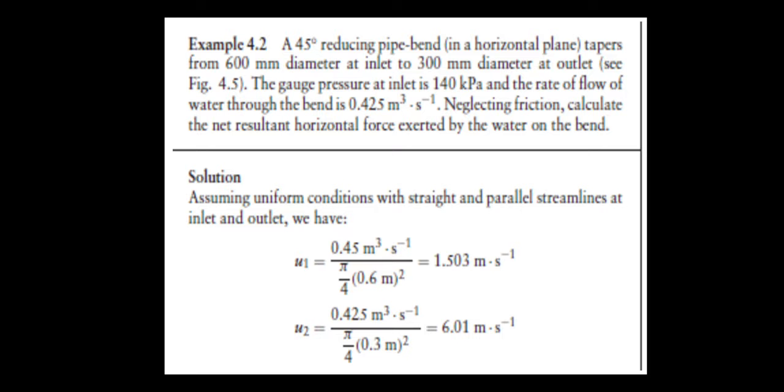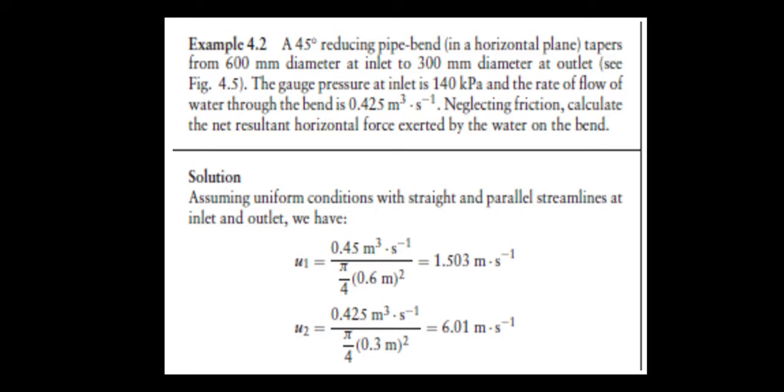Now at section 1, you can also frame the answer like this. Velocity: Q is equal to A into V. Therefore, we need V, or U1, so U1 is equal to Q by A. What is the Q? 0.425 meter cube per second, divided by area. Area is equal to pi d square by 4, that is, converting 600 into meters, 0.6 meter square into pi by 4, that is equal to 1.503 meter per second.